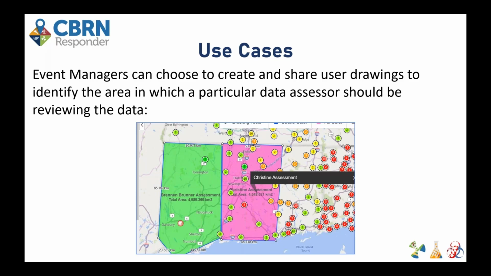So event managers can choose to create and share user drawings to identify the area in which a particular data assessor should be reviewing data. So again, if you're a data assessor at the EOC, you're viewing the data coming in live on the map, and there is a user drawing that designates, in this case, Christine. So Christine's assessment, she is responsible now for assessing the data in this area.